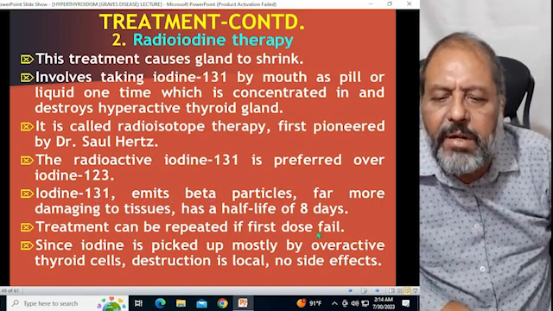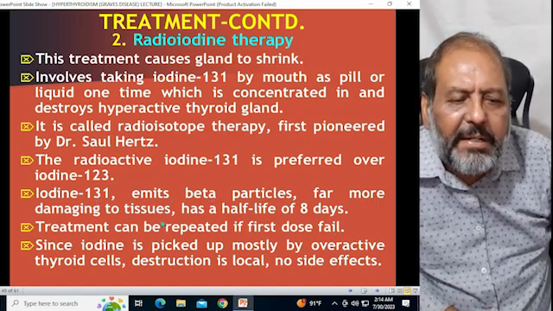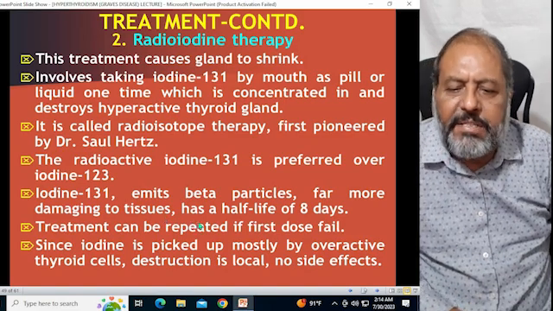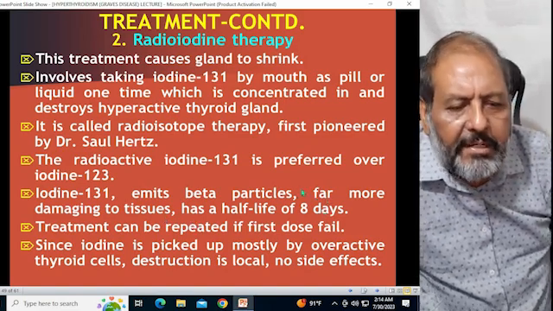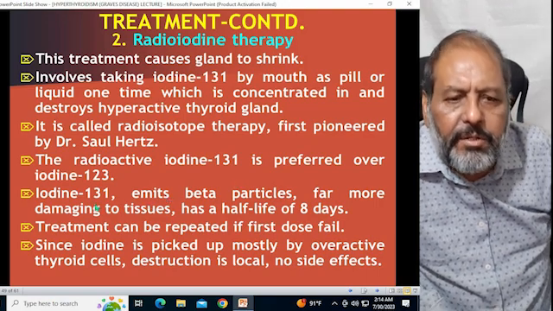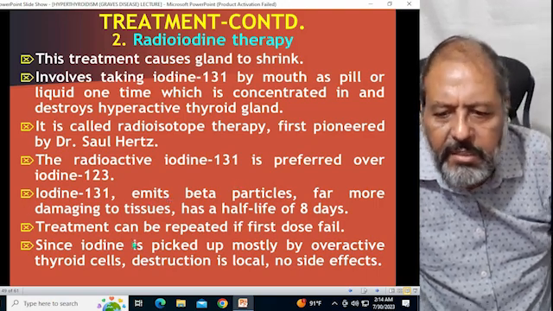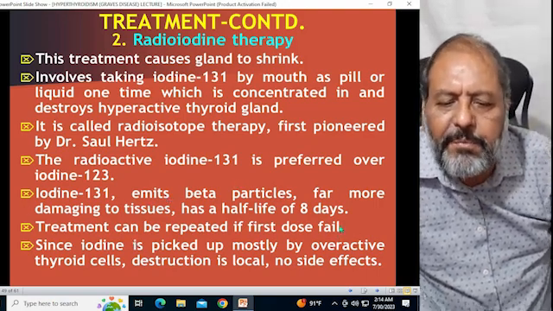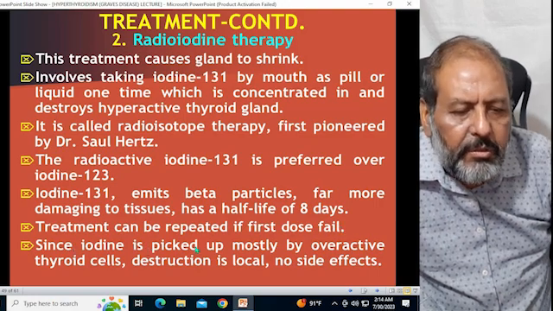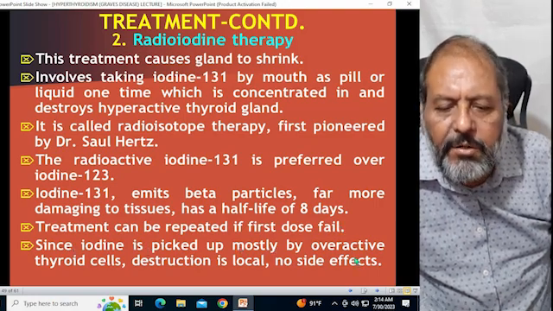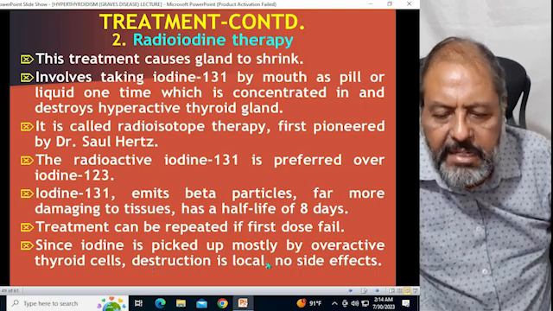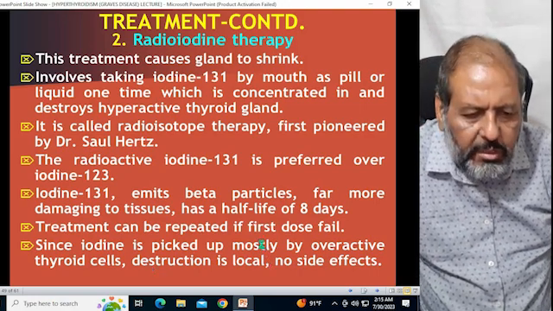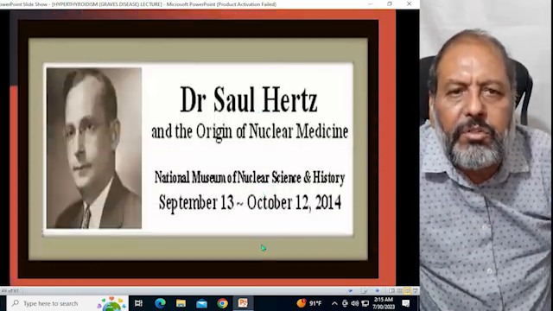Iodine 131 emits beta particles, far more damaging to the tissue, and that has a half-life of 8 days. So, there is a continuous damaging effect on the thyroid tissue. Treatment can be repeated if the first dose failed. Since iodine is picked up mostly by the overactive thyroid cells, destruction is local and no side effect is seen.